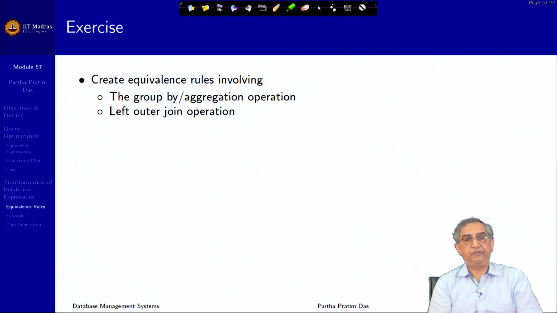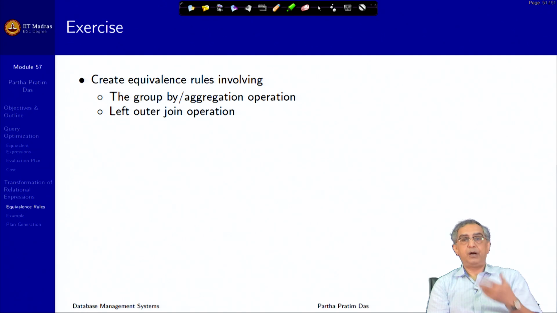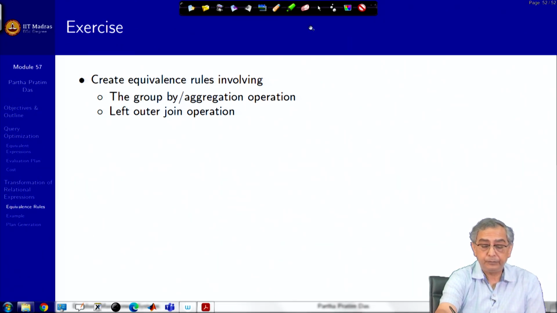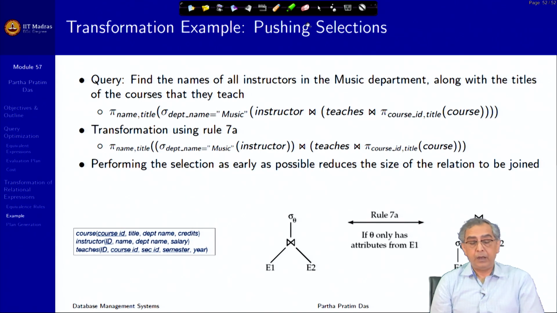So, I will leave a few as exercise for drawing the equivalence rules. For example, create the equivalence rules for group by or for aggregation operations, so that you can generate the alternates, or for say left outer join operation and so on. Now, what we have is a lot of different alternates that can be generated using these equivalence rules.